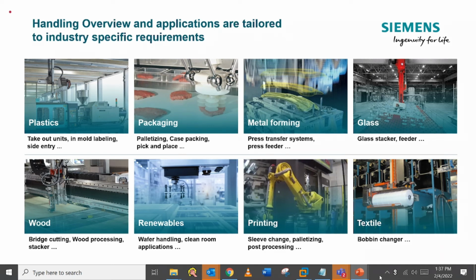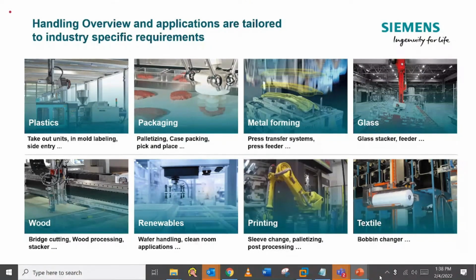Similarly, for packaging, we have palletizing, case packaging, and pick and place applications. And similarly for metal forming, glass, and the other industries also, we are providing solutions, and we call this the handling branch, our PMA. So all these industries are now demanding handling solutions.